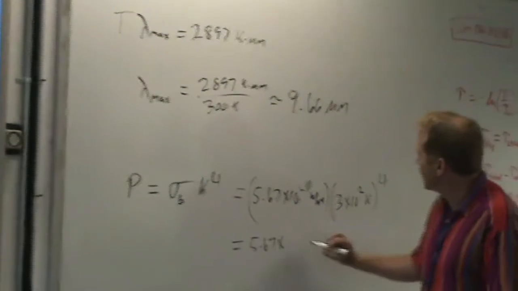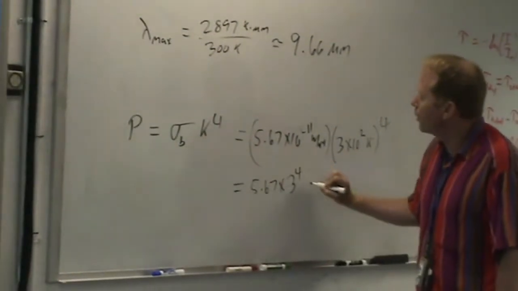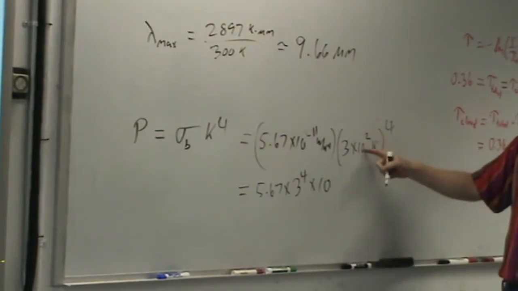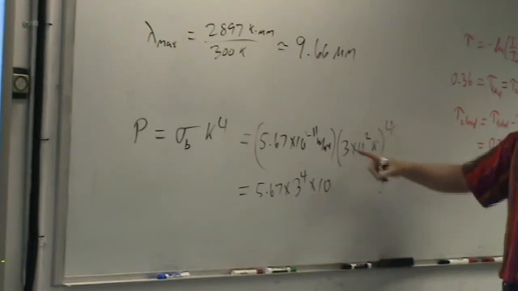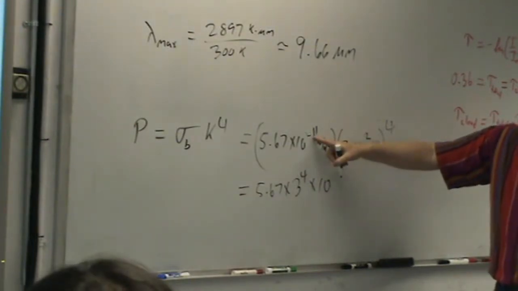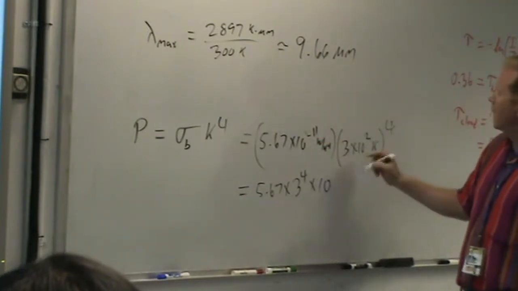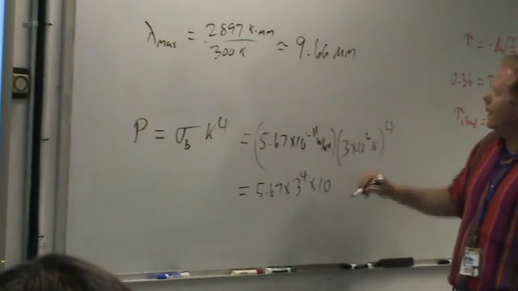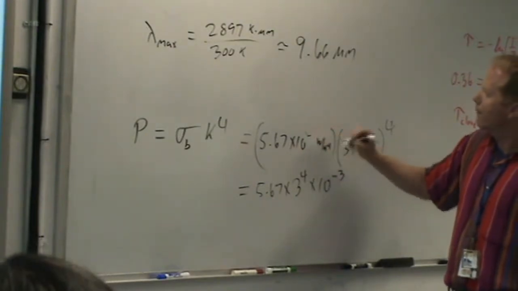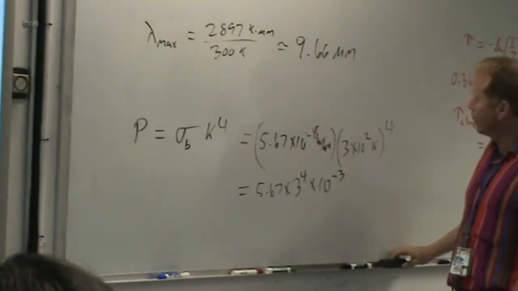5.67 times 3 to the 4th times 10 to the, what power am I going to have? Here we have 8. Wait, is that 11? Is that correct? Yeah, that was correct, minus 8. Okay, so we're going to have 8 minus 11, so we're going to get minus 3. Wait, no, that's minus 8. Thank you, I knew that wasn't coming out right.